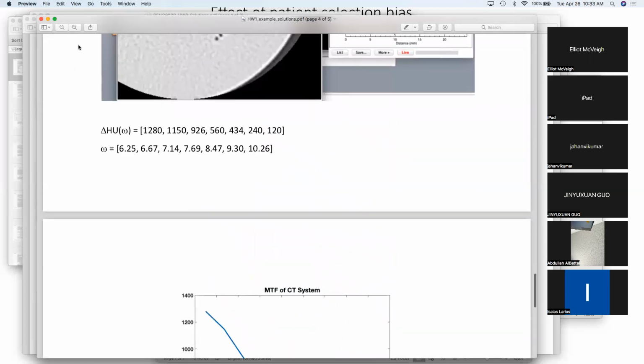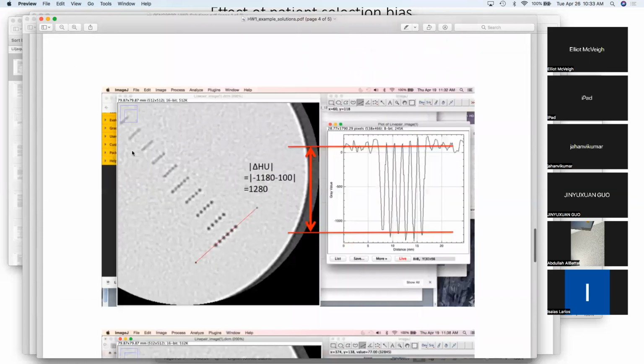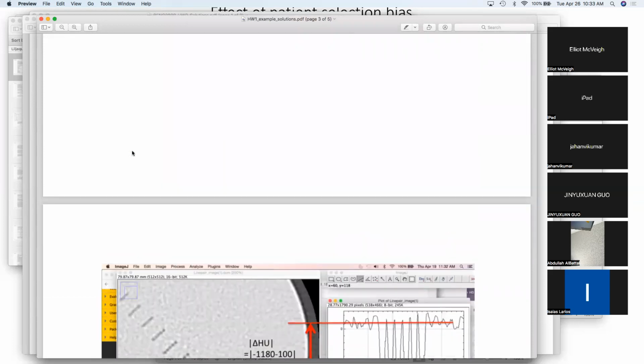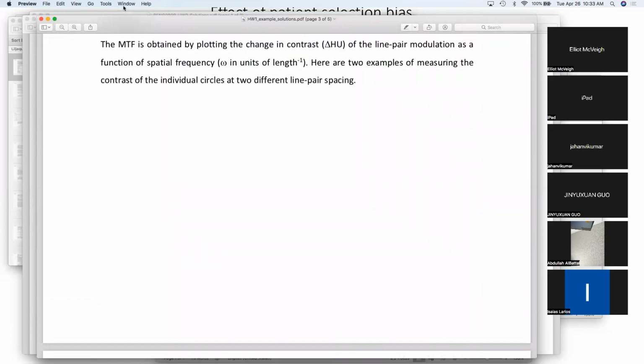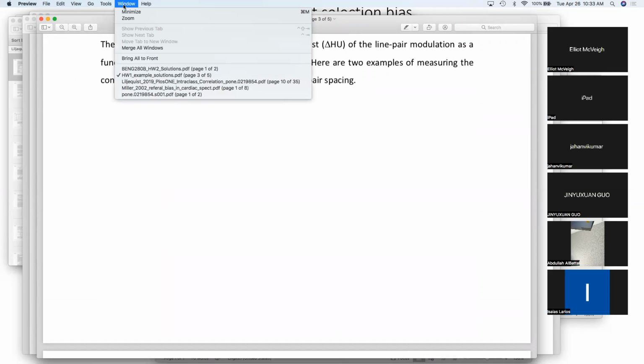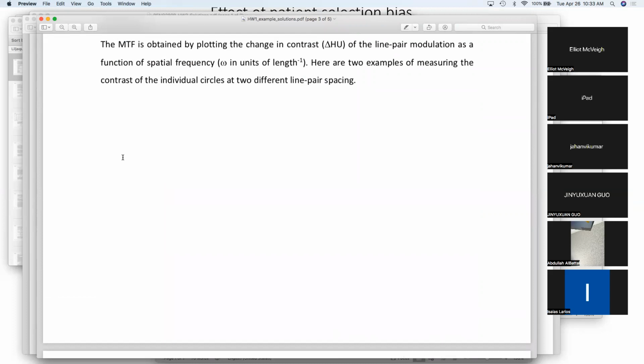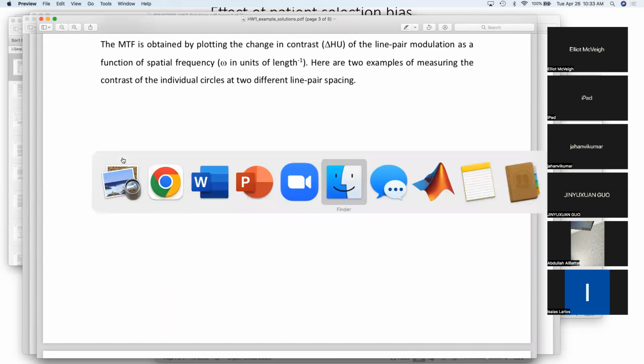Okie doke. So any other questions about contrast to noise, signal to noise? Most of the time we're measuring contrast to noise. Now what was the other thing? Oh, I know. I got some questions about how to approach homework 3.